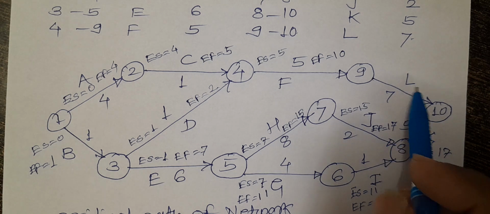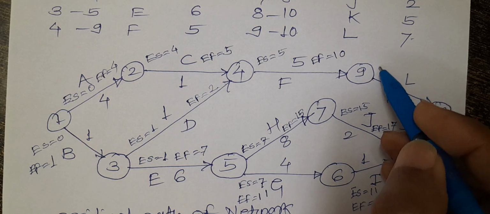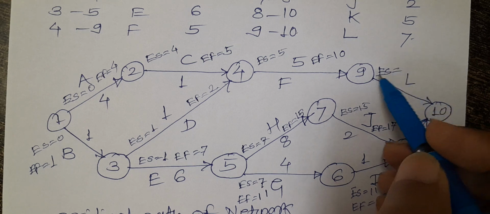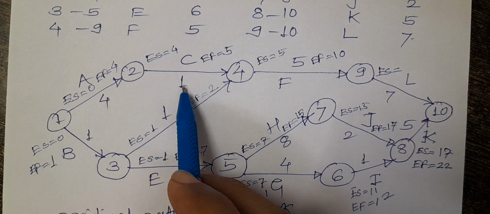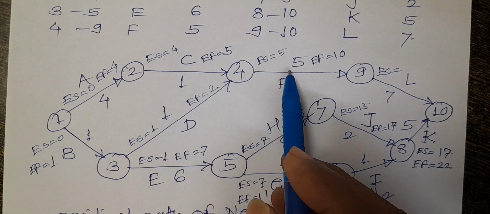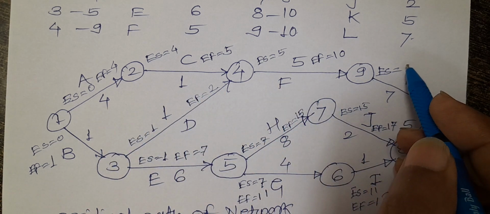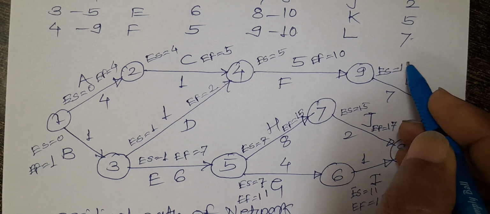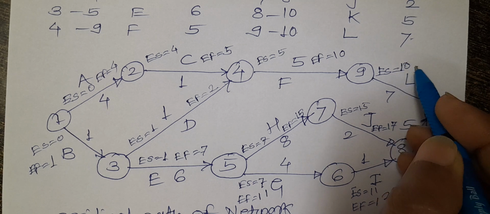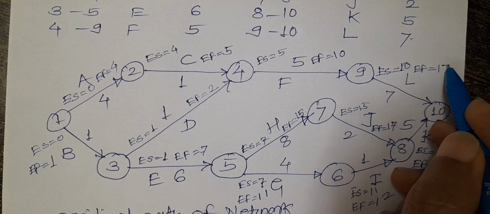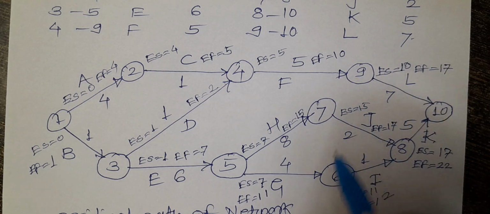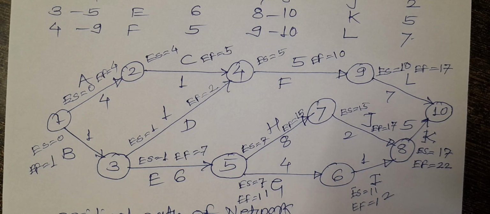Next activity is L activity. What is the earliest start time for this activity? We have to go 5 plus 1, 4 plus 1, 5 plus 5, 10. So it is 10, the earliest start time for this. What is the earliest finish for this activity? 10 plus 7, 17. So this is the earliest start time.